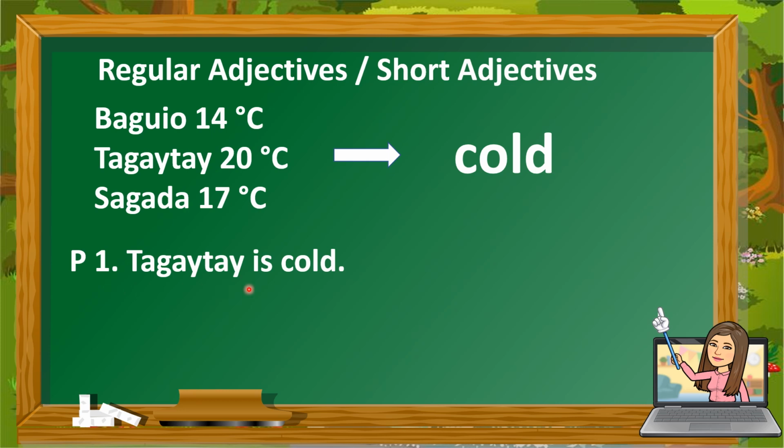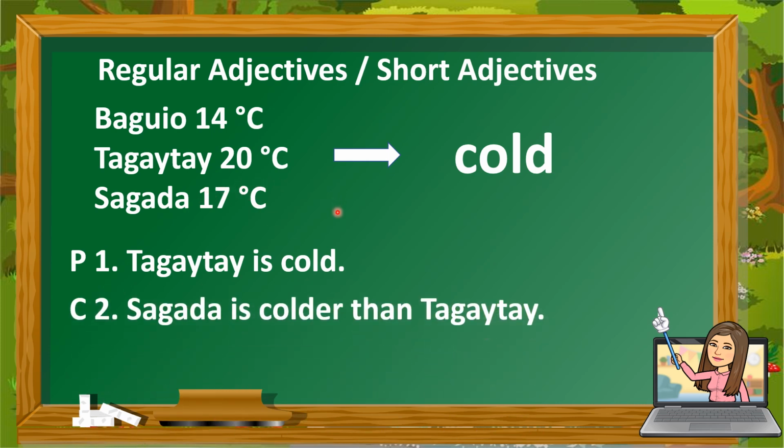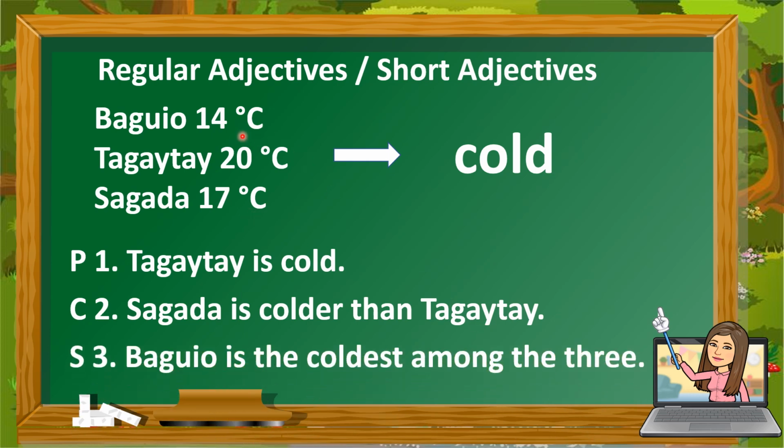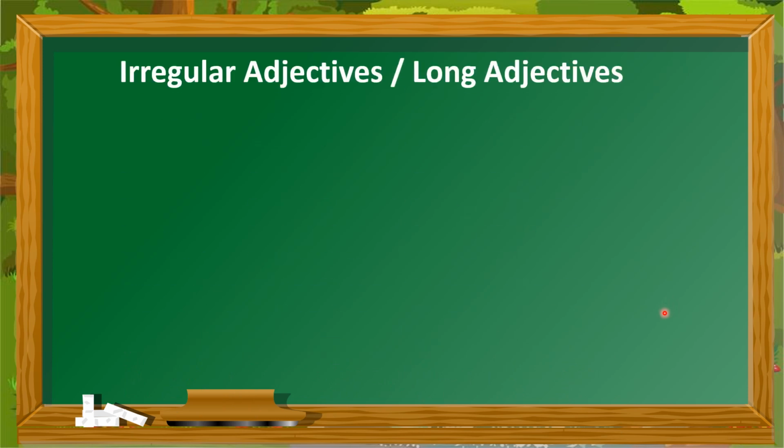Number one, Tagaytay is cold with 20 degrees Celsius. But Sagada is colder than Tagaytay because Sagada has 17 degrees Celsius while Baguio has 14 degrees Celsius. And then number three, Baguio is the coldest among the three places. Okay, you get it? So let's try another example for irregular adjectives and long adjectives.